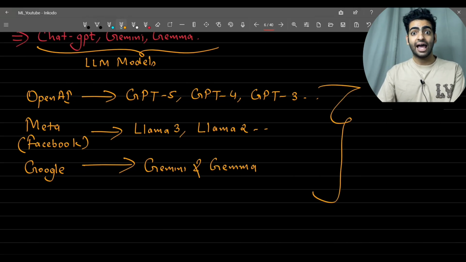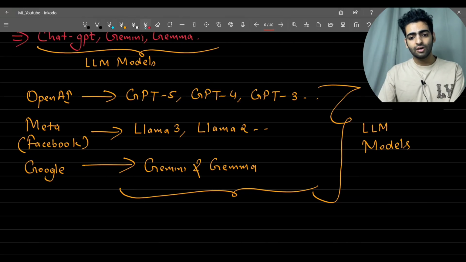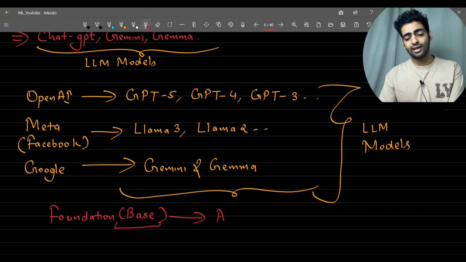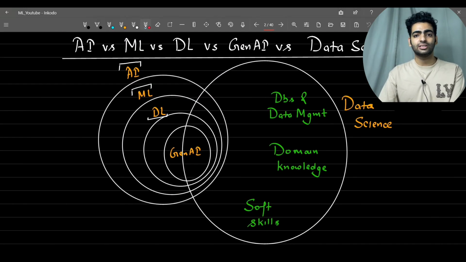So all these are actually LLM models, or you can say these are the pre-trained models, right? And these are often known as foundation models, or often known as base models. Base model basically means that using these models, various AI applications are actually built, right? So the entire challenge between companies is how to get the best base or foundation model. This is the whole challenge within a company.